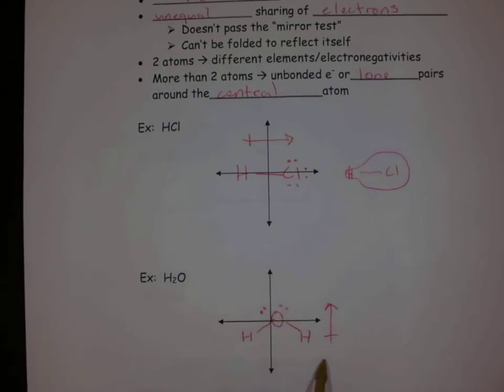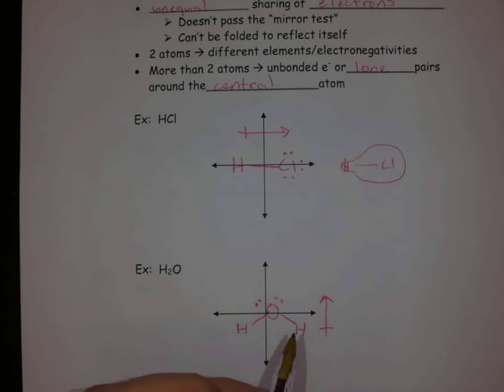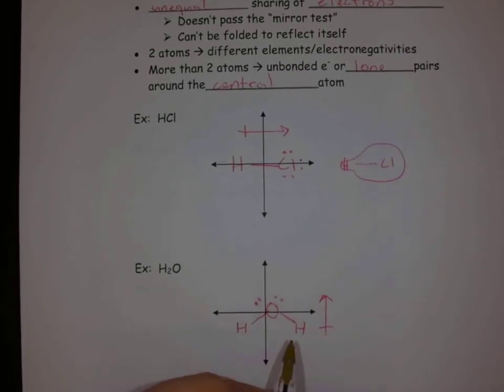We have a more positive end down here. Oxygen pulls on the electrons and pulls them up towards where our lone pair electrons are. So we have more electron density that's up there, okay?